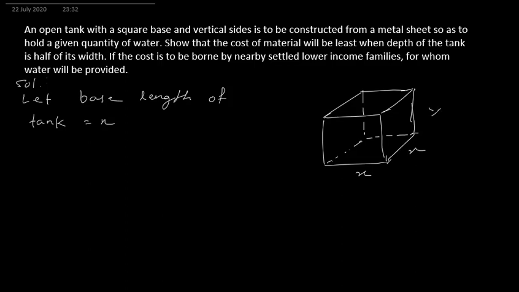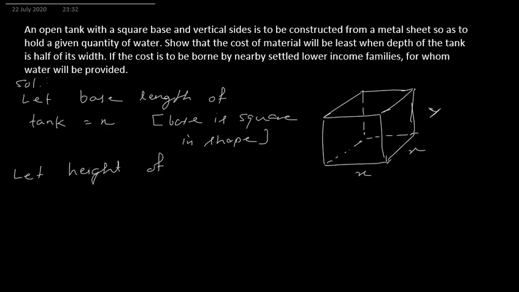The problem is that an open tank of square base and vertical side is to be constructed from a metal sheet so as to hold the given quantity of water. Show that the cost of material will be least when the depth of the tank is half its width. So this y is the depth of the tank. Let the base length of the tank be x. Base is square in shape. Let the height of the tank be y.